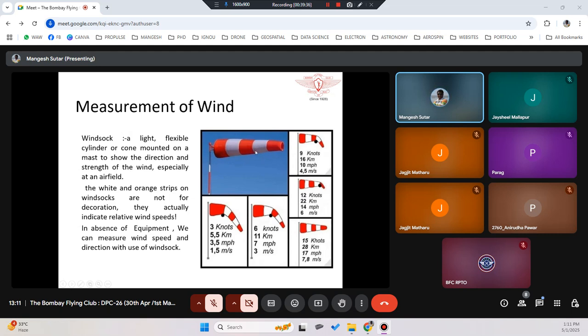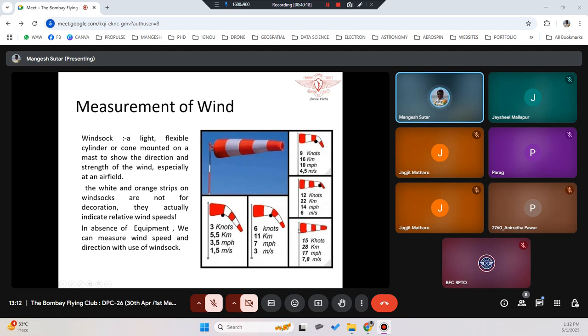A lot of people get fancy about the colors, red and white, or sometimes orange and white, and think, "Why is it so colorful?" But they are not for color, but for knowing the position. If you see this, there are 5 sections: 1, 2, 3, 4, and 5. If the first section is horizontal and the remaining 4 sections are bent down, then the wind speed is approximately 3 knots. If 2, 6 knots. If 3, 9 knots. 4, 12 knots. If all 5 sections are horizontal, then the wind is flowing at 15 knots.